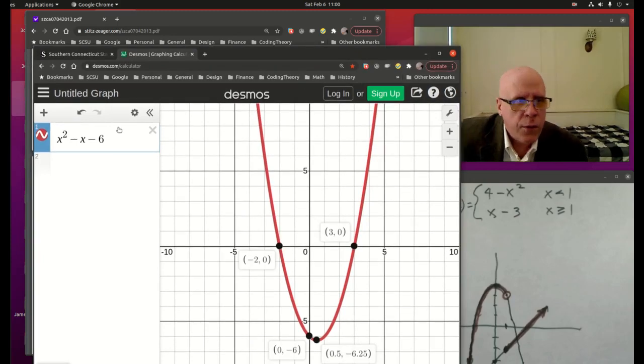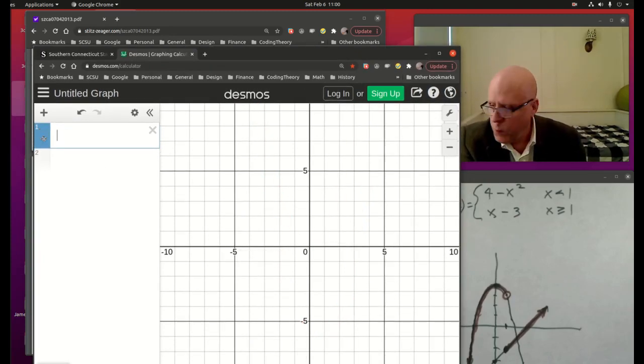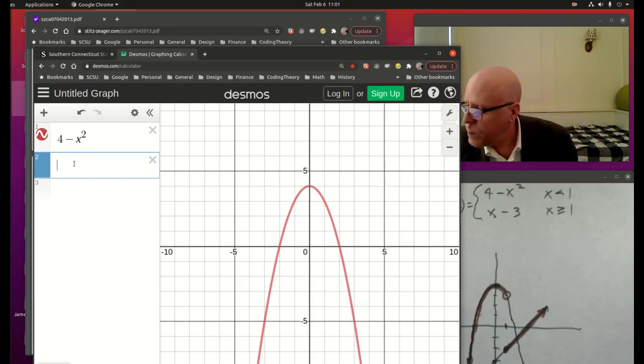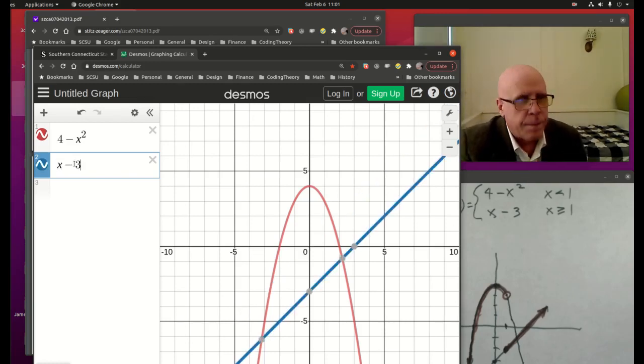There it is. Okay, so let me do the two pieces separately. We had 4 minus x squared. Okay, that's this downward curving parabola. And we also had the graph x minus 3. So at this stage, I'm kind of like what I did originally on the paper.